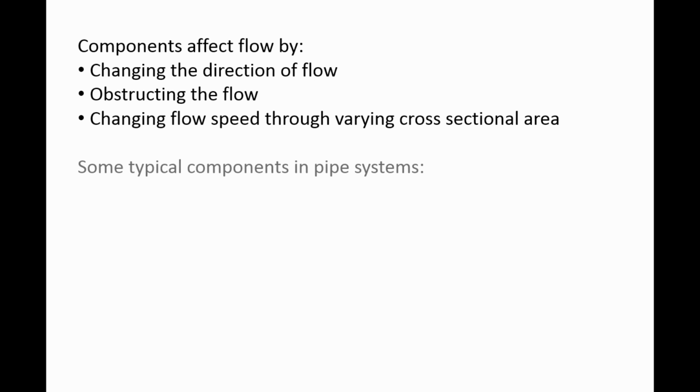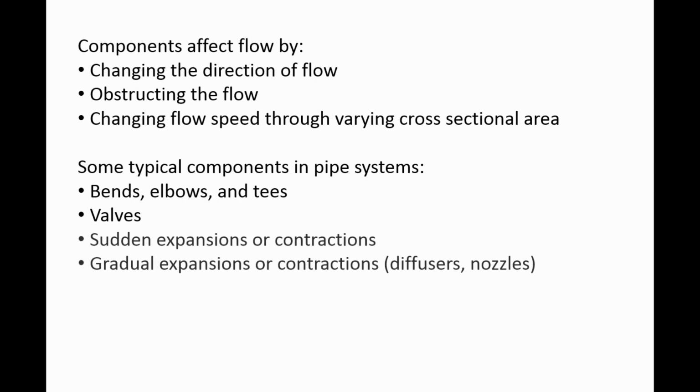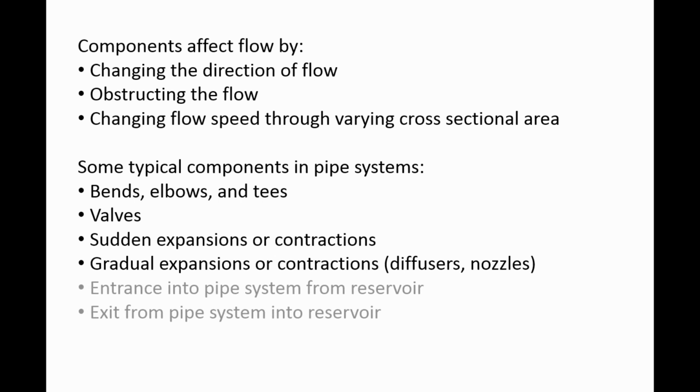Pipe systems may have many components. Bends, elbows, and tees are devices that change the flow direction. Valves are used to adjust flow rates. Expansions and contractions are used to slow down or speed up the flow and may occur suddenly or gradually. Entrances into pipe systems from reservoirs and exits from pipe systems into reservoirs are also considered to be components.